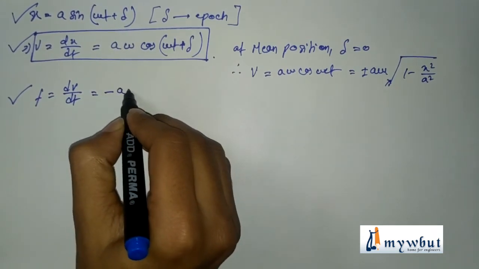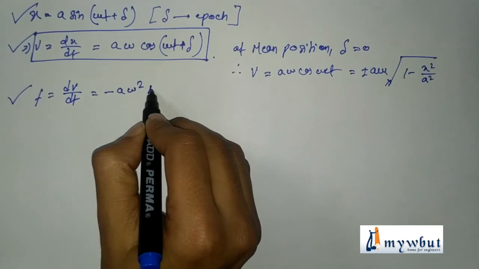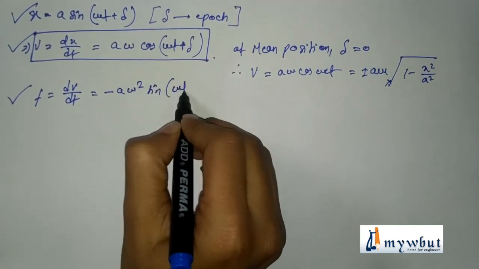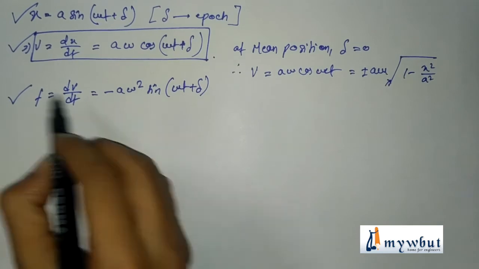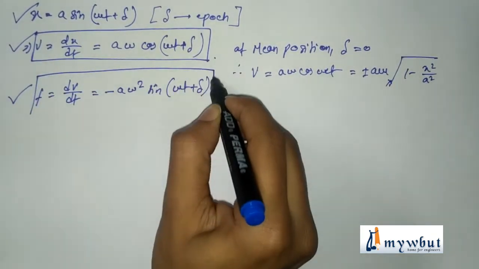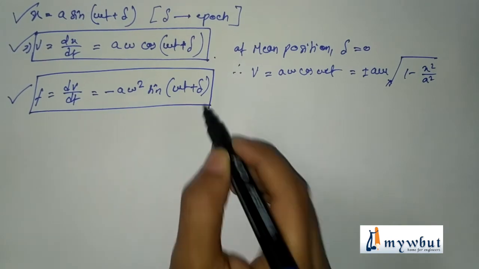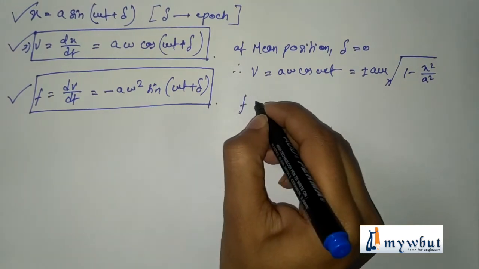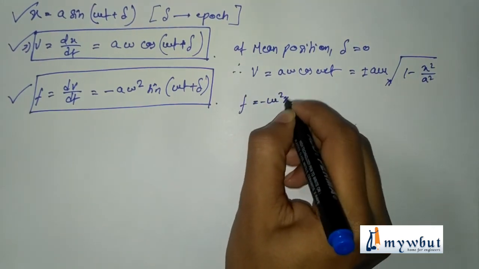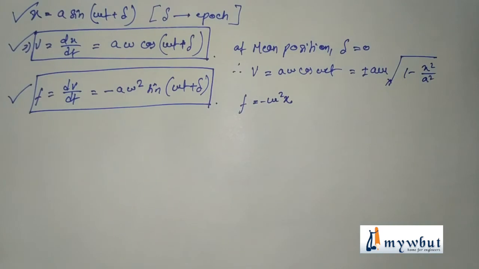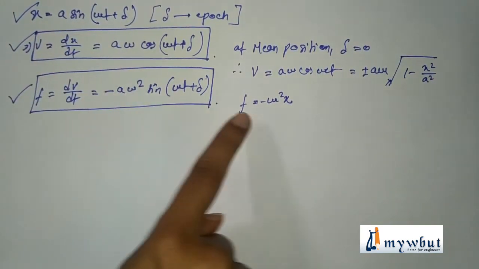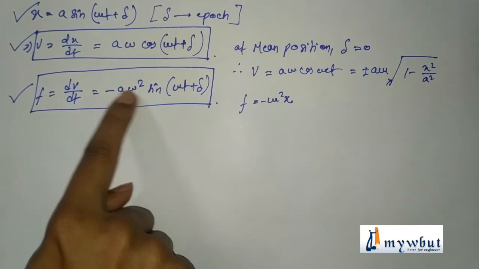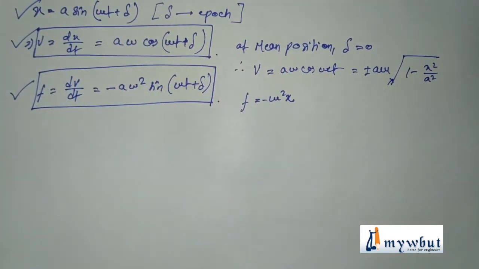So it will become minus a omega square sine of omega t plus delta. So this is the value of acceleration of an SHM. You can again consider these conditions for an SHM, where we already know that f is equal to minus omega square x, but x is the displacement. We are getting this only: minus omega square, and a sine omega t plus delta is x.